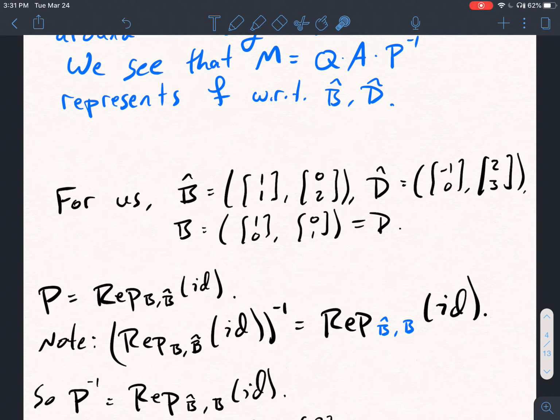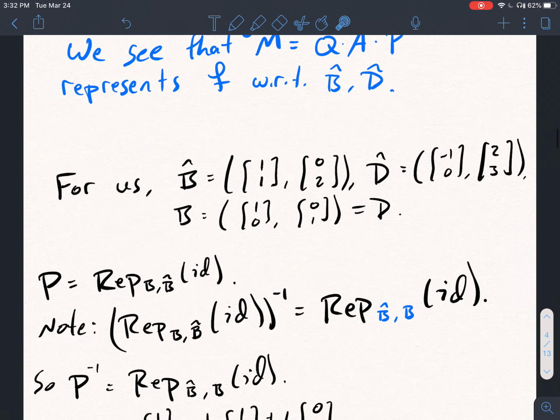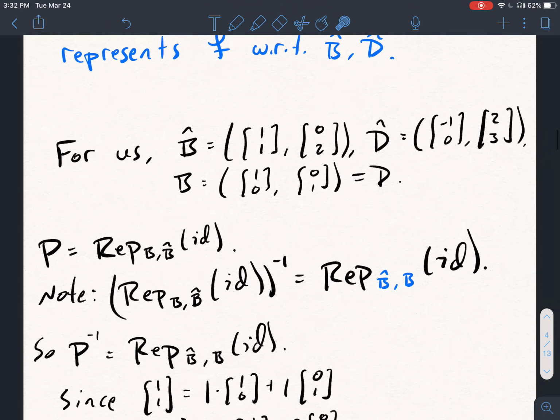What do I mean by that? So, okay, you can take this as just fact. I've just been kind of saying this out loud for a while now. The representation of the identity with respect to B hat, the inverse of that, is equal to just really switching the roles of B and B hat to B hat and then B. And remember that B is the standard basis. And representing a vector with respect to the standard basis is always easier than the other way around.